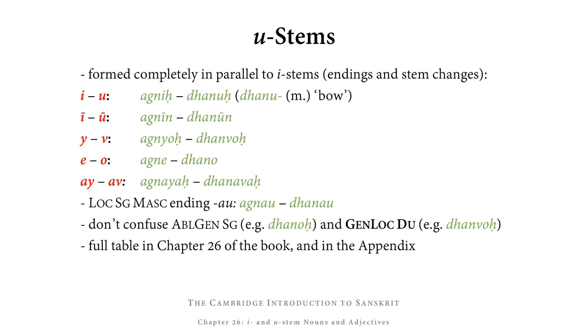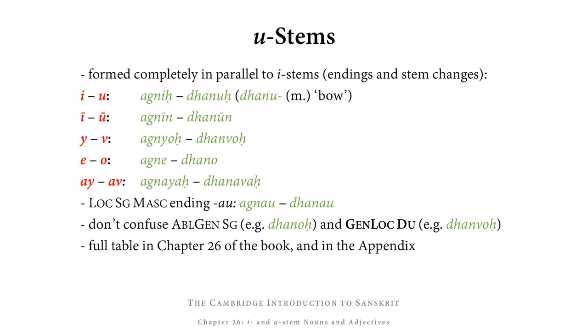So for example, on the basis of dhanu, which is a masculine short U stem noun meaning bow, as in bow and arrow, we have agnih and dhanuh. Wherever the I changes into a long I, the U changes into long U. So we have accusative plural agnin and dhanun. Wherever the I changes into its semivowel counterpart y, U changes into its semivowel counterpart w. So we get genitive-locative dual agnyoh and dhanwoh.